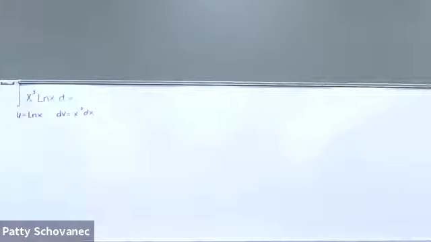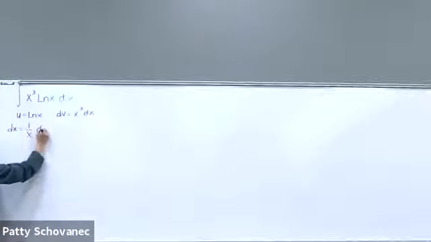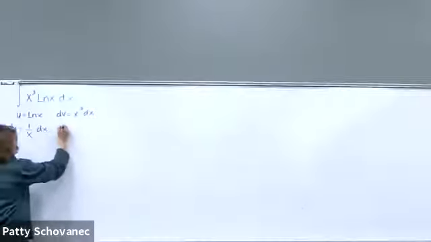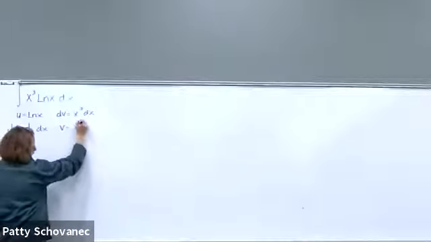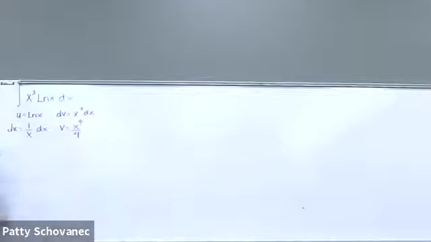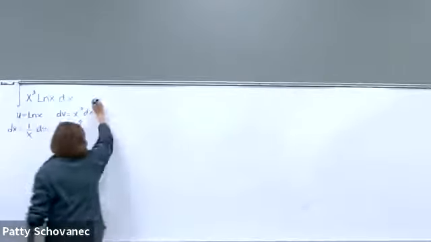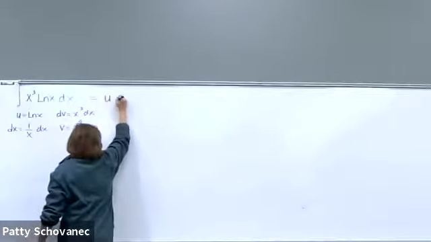Take the derivative of the u, you take the antiderivative of the dv. So the derivative of log of x is 1 over x. When you integrate here, you add 1 to the power, divide by the new power. Now we're going to write it out in terms of uv minus the integral of v du. Let me first write the formula.